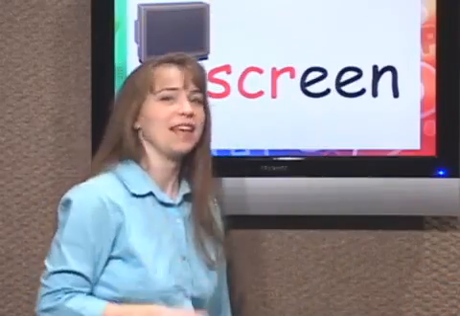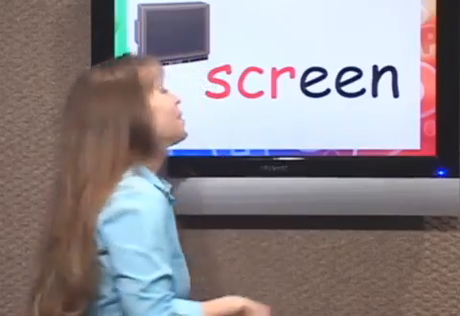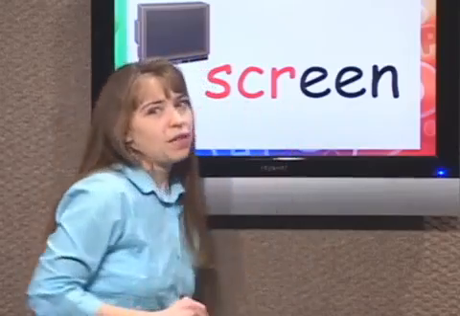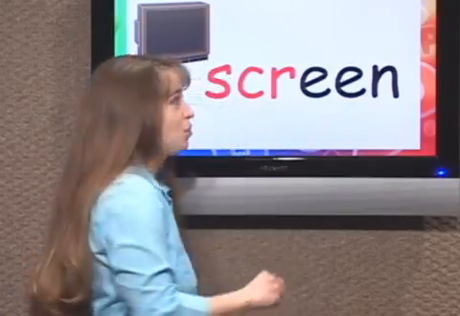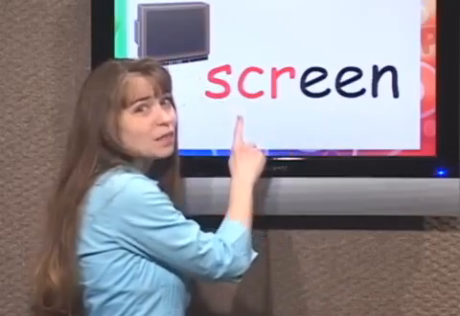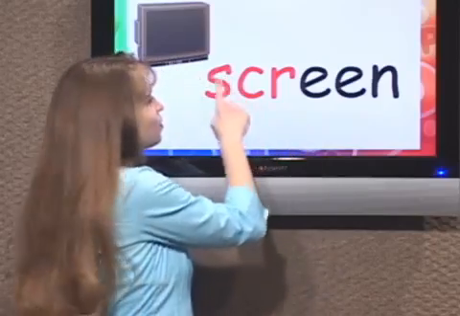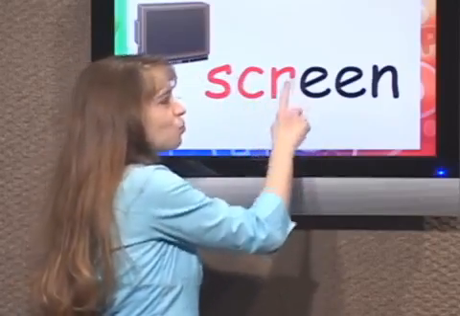How about for the word screen? Like you might have a screen for your computer, right? Where you can see the pictures and the movies. And what sound do we have at the beginning of screen? Scr, scr. They kind of blend together, don't they? Let's write the letters and let's make that sound. Ready? Scr, scr, screen. Can you hear them?